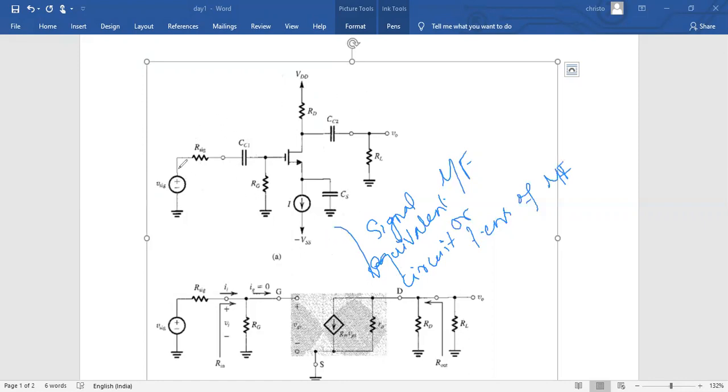That means, based on the signal, the remaining elements will be replaced by their respective internal impedance. We know that a current source acts as an open circuit. If it is a voltage source, we have to replace it with a short circuit, right? First we will see the equivalent signal circuit, and after that we will see the simplified equivalent circuit.